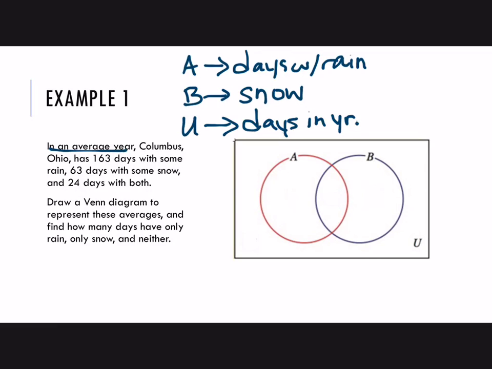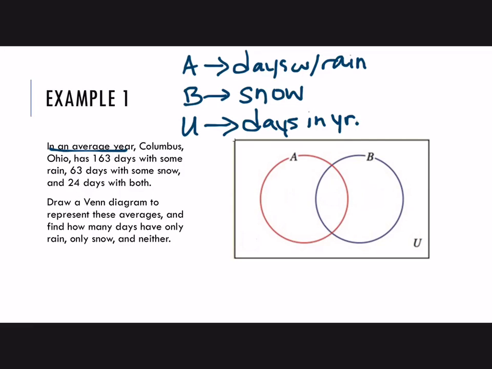Okay, now another thing to notice from this problem is that when the problem says 163 days had some rain, that's not actually saying that these are days that only had rain. There is a chance that they had snow or some other type of precipitation. So if you don't see something stated directly in the problem, then don't assume it.